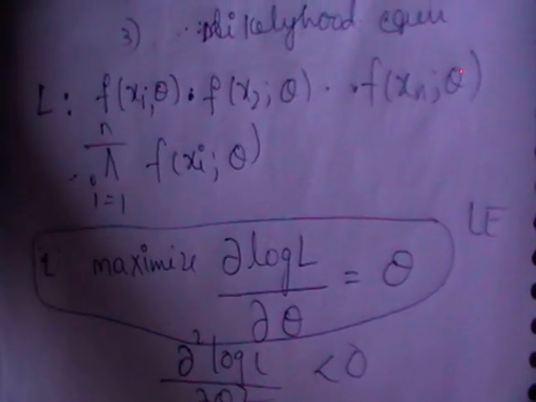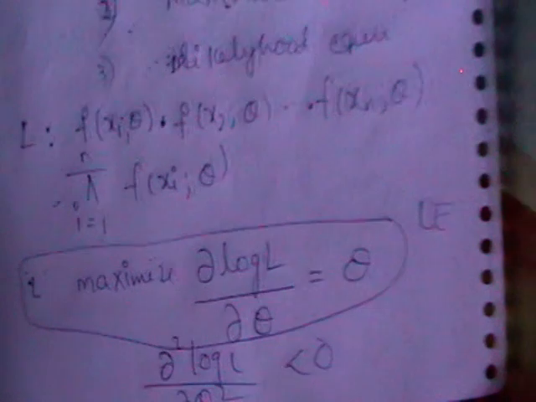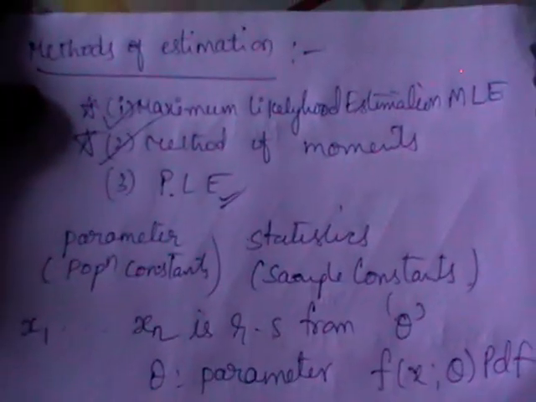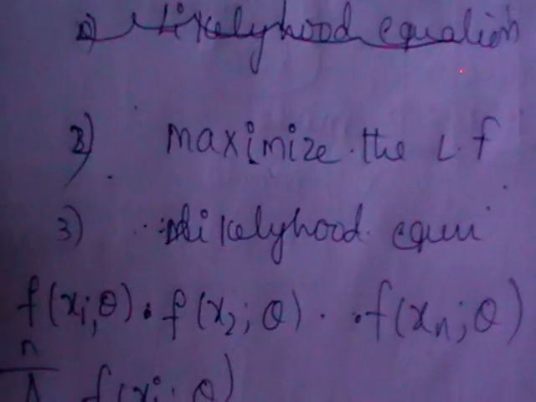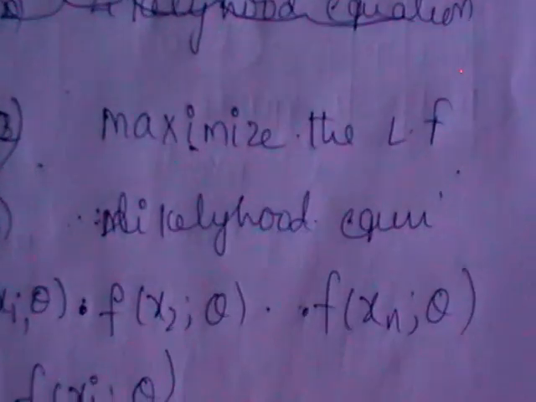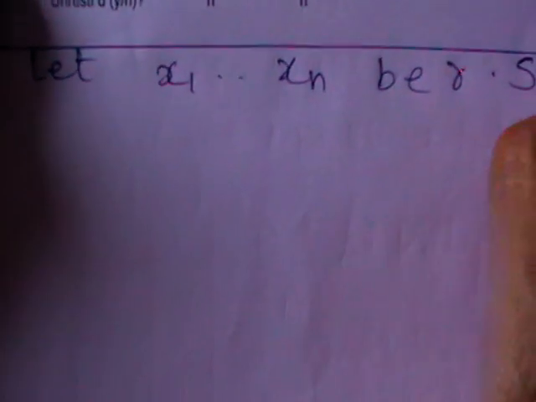Again, I will repeat. Under methods of estimation, we have a list of methods, but we are going to discuss two: maximum likelihood estimation and method of moments. Maximum likelihood estimation consists of three steps: writing the likelihood function, maximizing the likelihood function, and solving the likelihood equation to find the estimator for the given parameter. So let us do a problem on this. The given problem is: let x1, x2, ..., xn be a random sample from a Poisson distribution with parameter lambda.